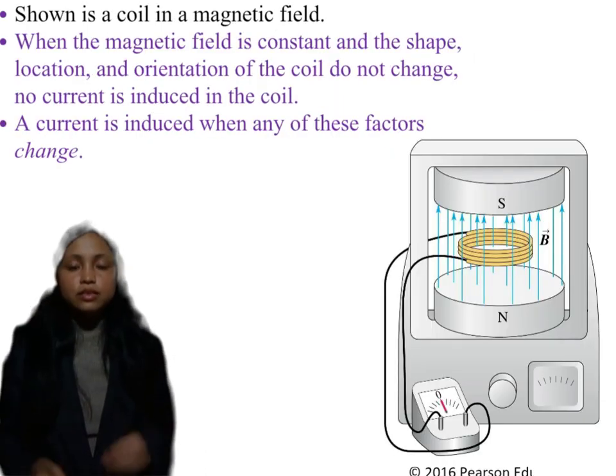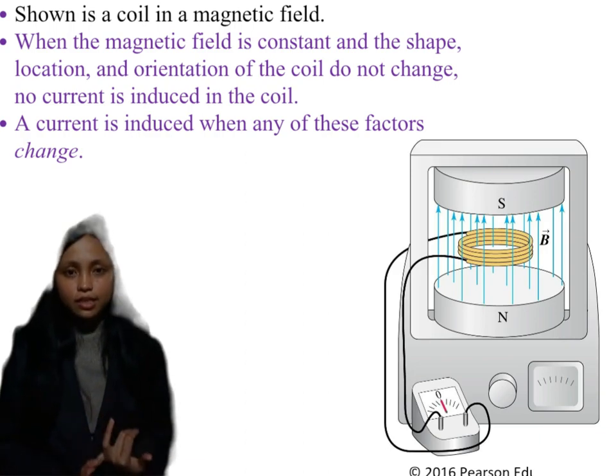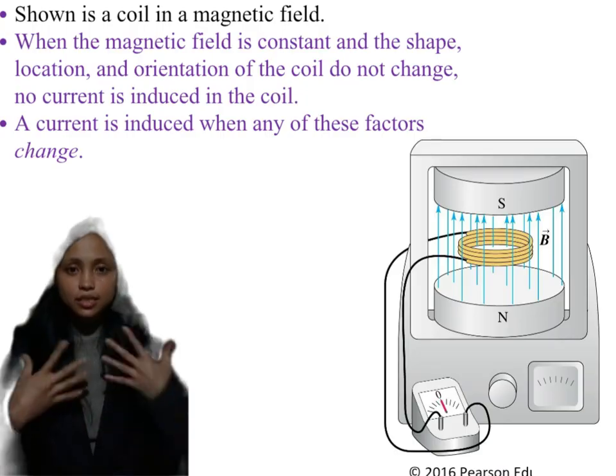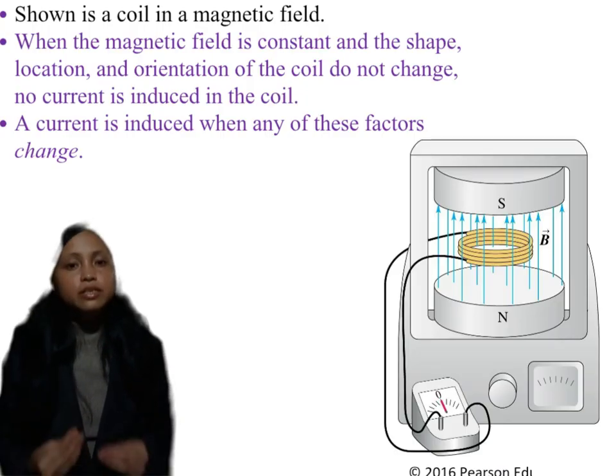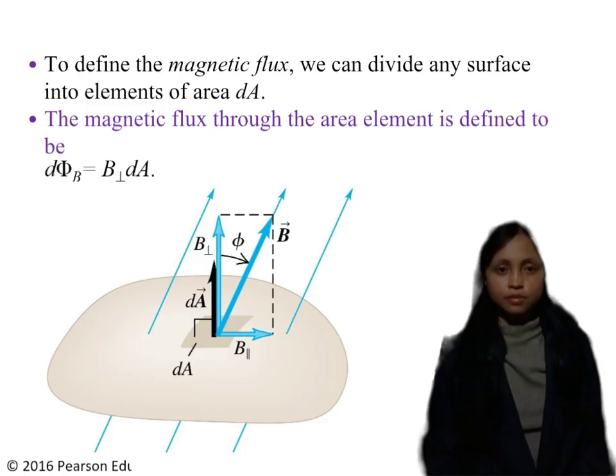Take note that no current is induced if the magnetic field is constant and the coil's area, position, and orientation do not change. This is because induction occurs only when at least one of these factors changes.